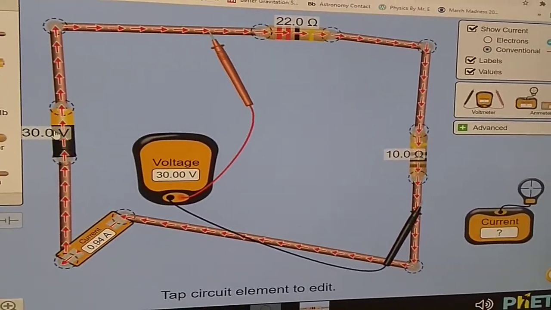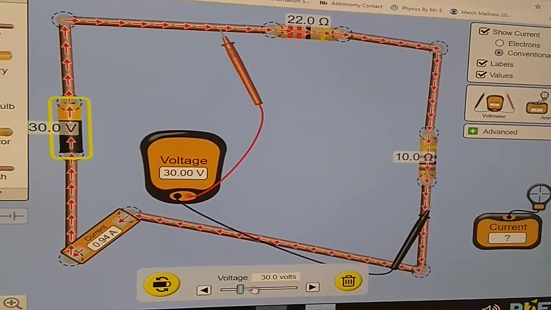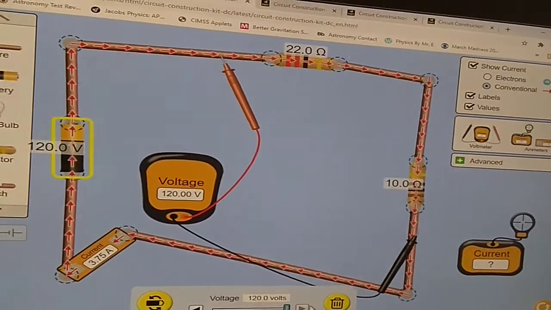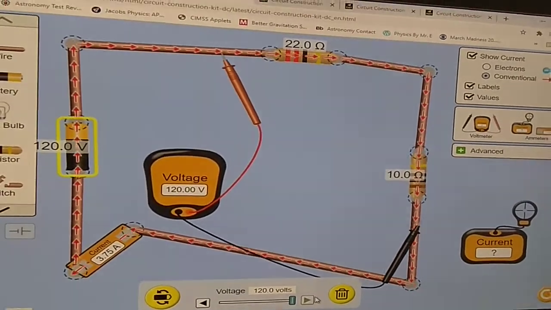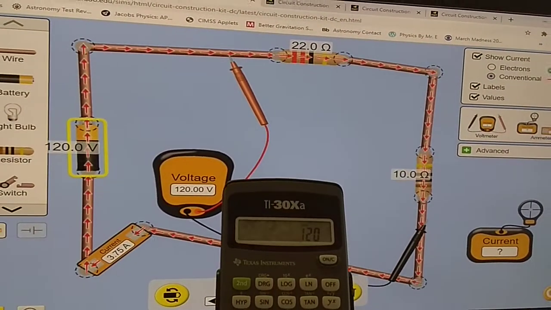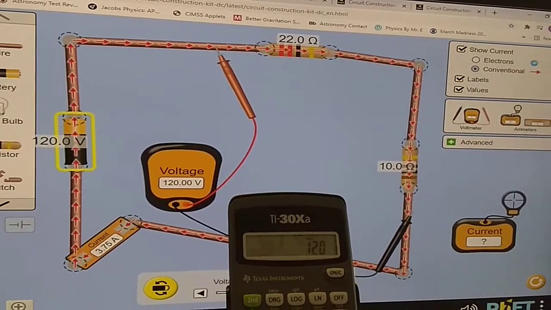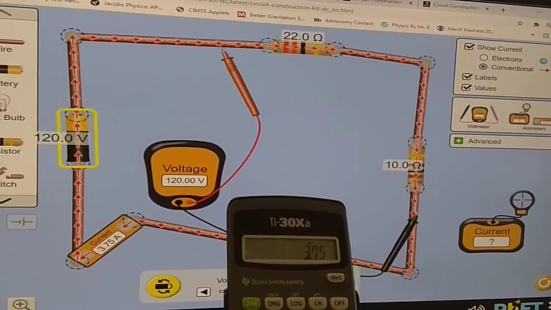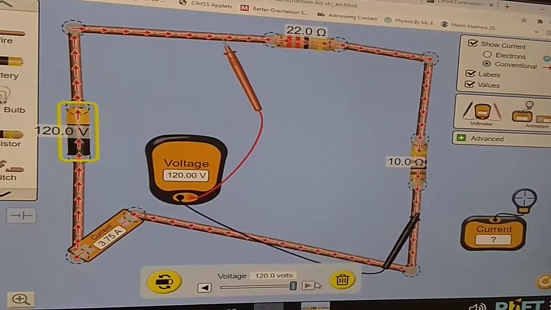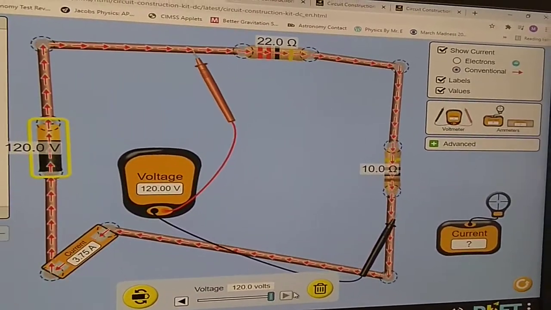That's going to be the same if I change the voltage. Let's bring it all the way up. Let's make it 120 volts. If I do 120, that's the new voltage gain of the circuit, divided by 3.75, that's the current, I get 32. Guess what? The equivalent resistance of the circuit is still 32.